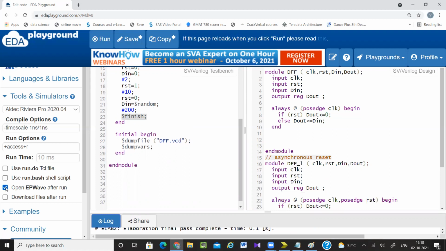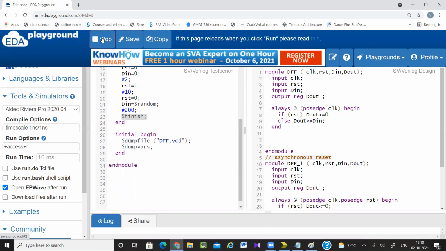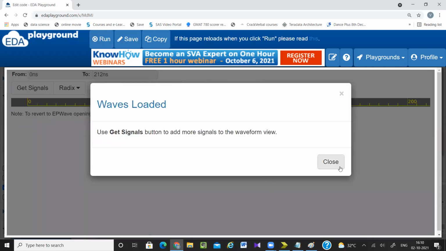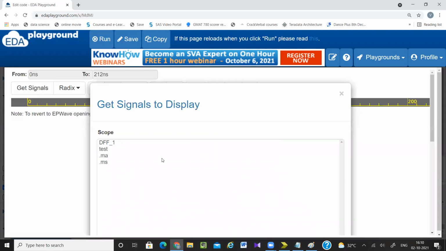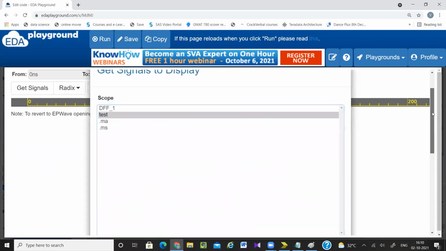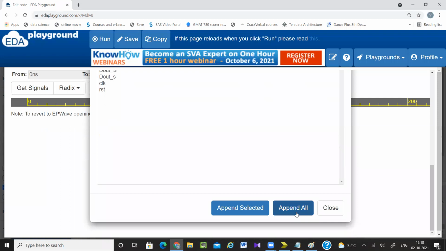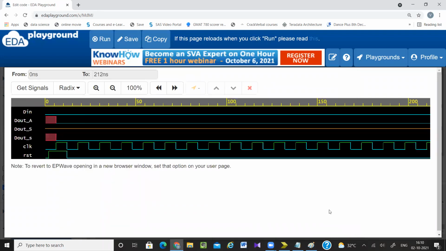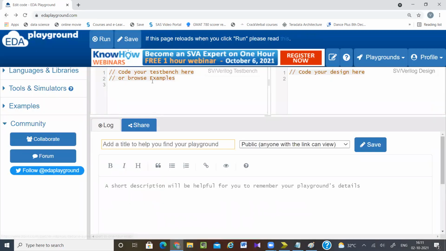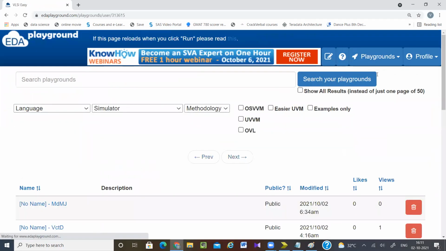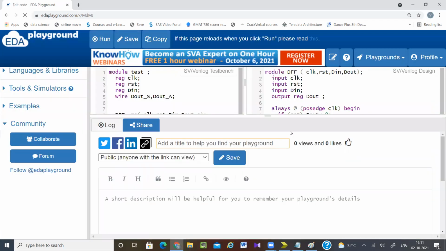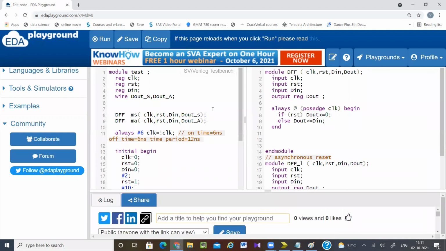Now I want to check the waveform. Get signals in the test, whatever the signals, I need to append all and close. D out, two types of D out signals are there. Here I have to write capital S.